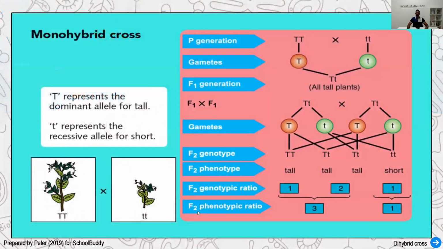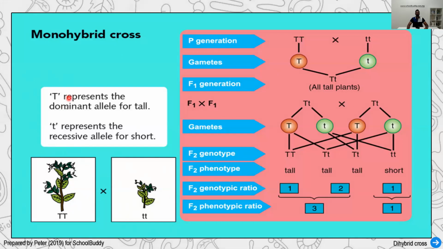First, we're going to start with the monohybrid cross. In this case, we have two plants. One is tall, and the other plant is the shorter version. We're going to see a few terminologies that are important because these terminologies have certain outcomes in the cross.